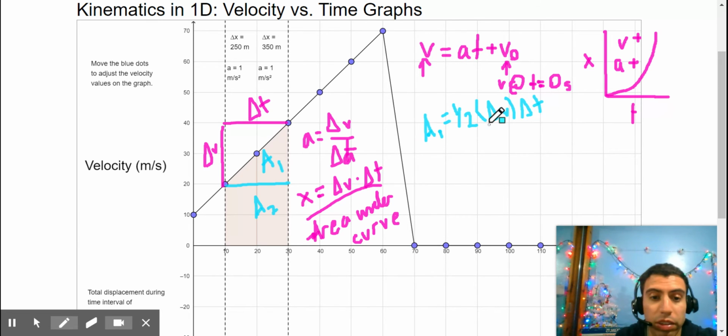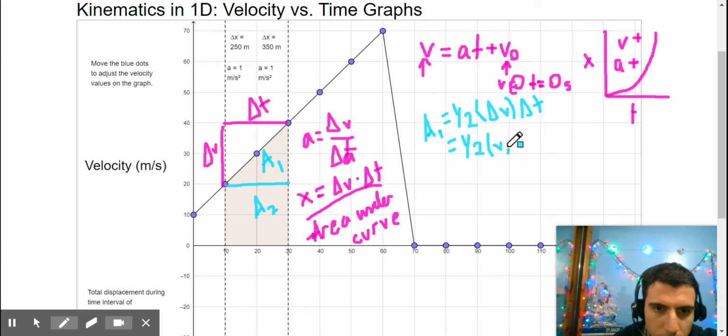Now, for intents and purposes of future parts, I'm going to part out delta V. I'm going to make it V final minus V initial, and then after we have delta T. Okay, so that's A1.